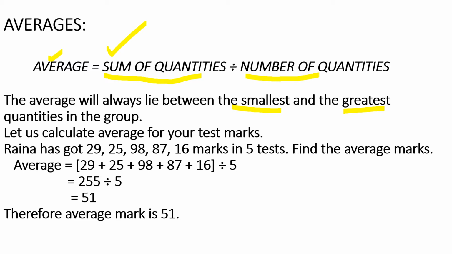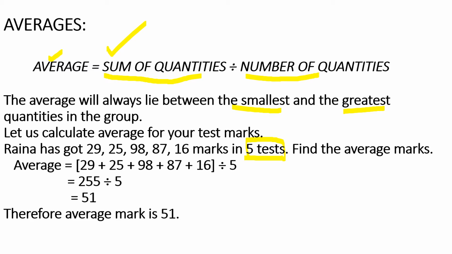Let us calculate the average for your test marks. Reina has got 29, 25, 98, 87 and 16 marks in 5 tests. So 5 is the number of quantities. Find the average marks. Okay.